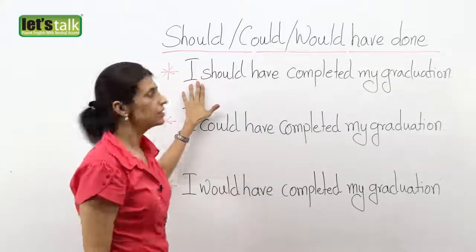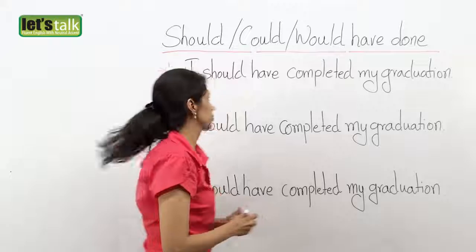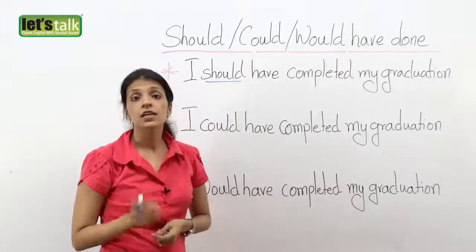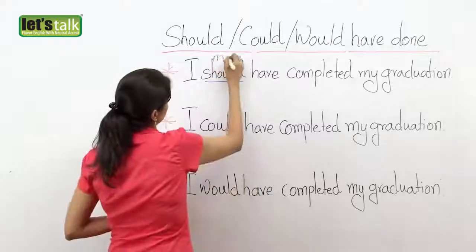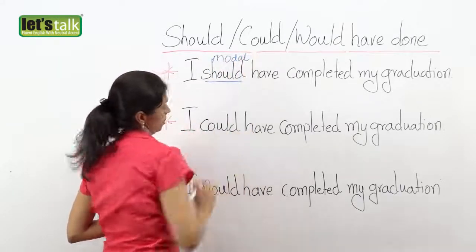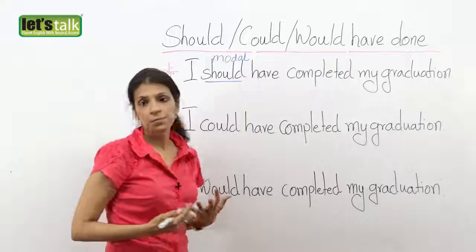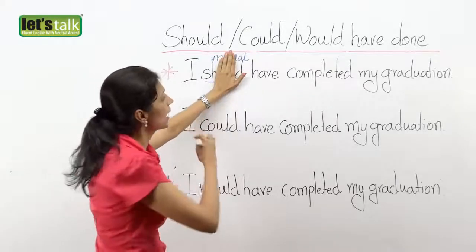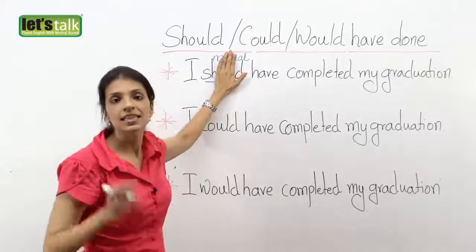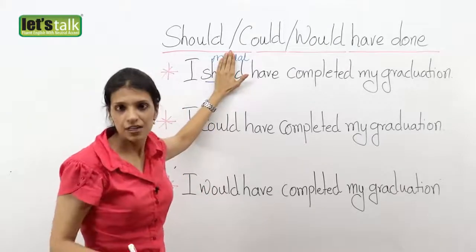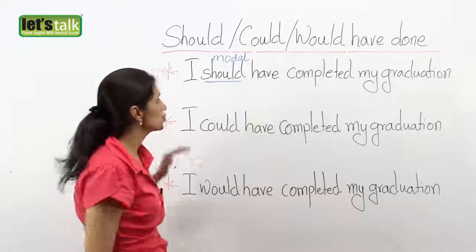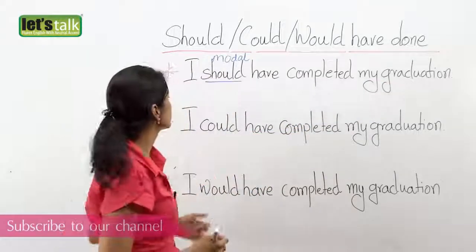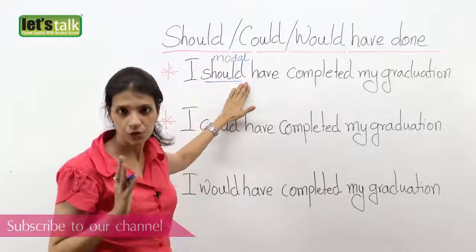Now, in the first example, I should have completed my graduation. First, let's understand, should is the modal auxiliary verb. So, what does this mean? Supposing I do not have should in my sentence, you will read it as I have completed my graduation. That means you've already done your graduation. But the minute I add should, I should have completed my graduation, if you really analyze the sentence, it means that you haven't completed your graduation.